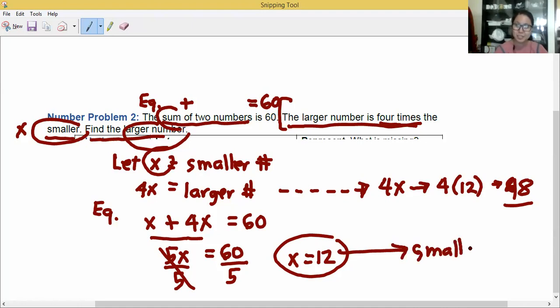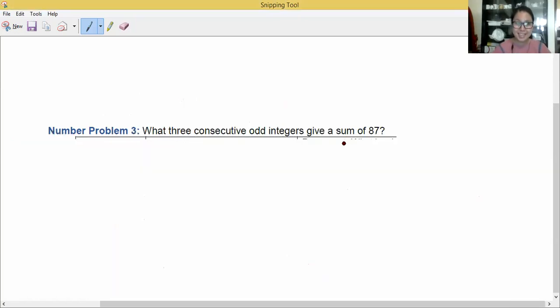Now let's go to question number 3. Let's go to problem number 3. Problem number 3 states: what 3 consecutive odd integers give a sum of 87? We are looking for 3 consecutive odd integers.